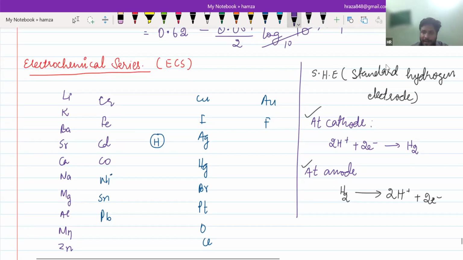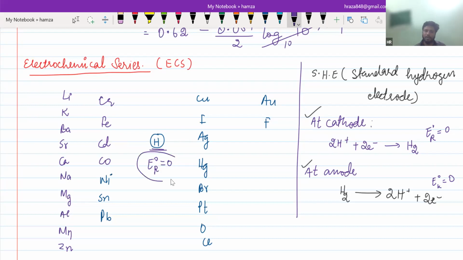The main important point is that we consider E naught R to be 0 here. See, the electrochemical series is based on the value of electrode potential, and the electrode potentials of all these elements are calculated with reference to hydrogen. We take hydrogen as the reference element, E naught R of hydrogen, always remember that, equals 0. And we calculated all the electrode potentials of all the elements with reference to this.